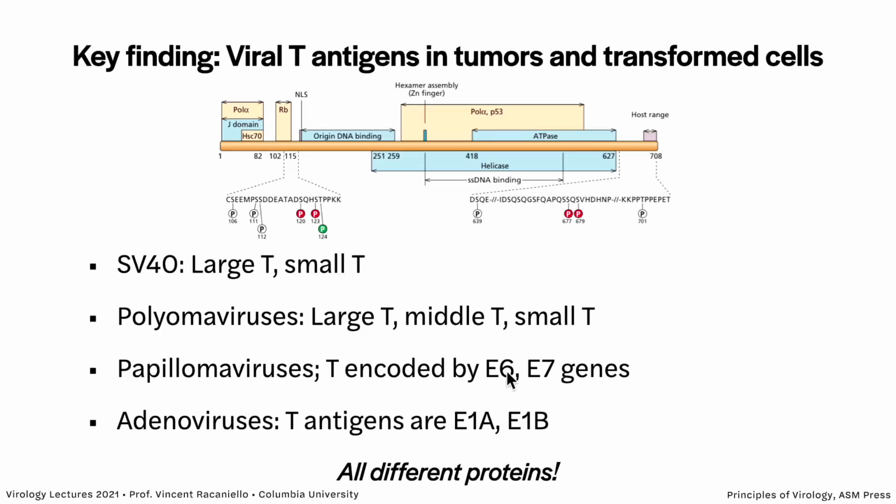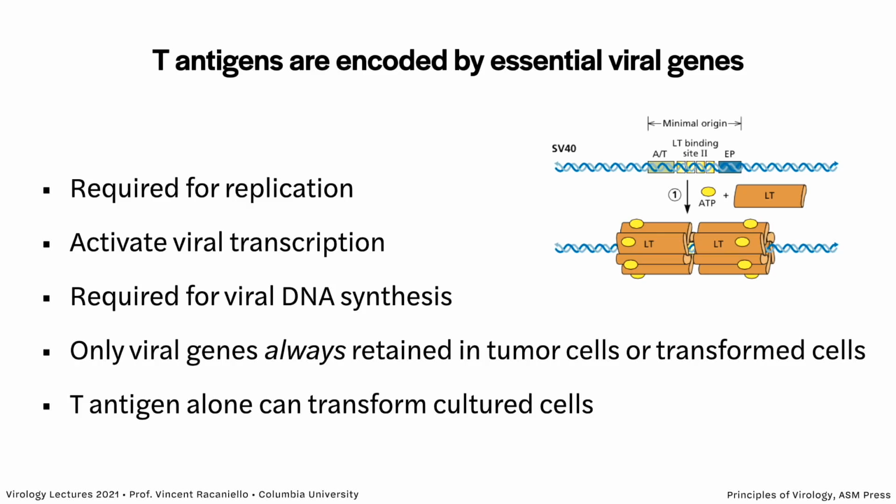Papillomaviruses, the T antigens are encoded by E6 and E7 genes. And the adenoviruses, the T antigens are the E1A and the E1B genes. Okay, these are the only viral proteins consistently found in tumors and in transformed cells. And these are all different proteins. The SV40, polyoma, papilloma, and adenovirus proteins are all different.